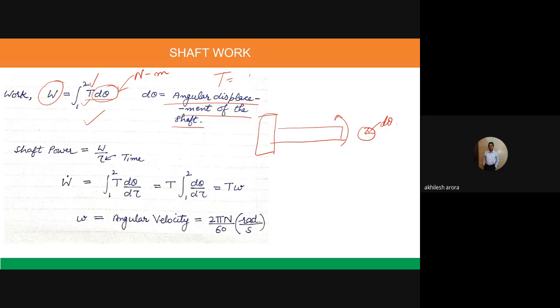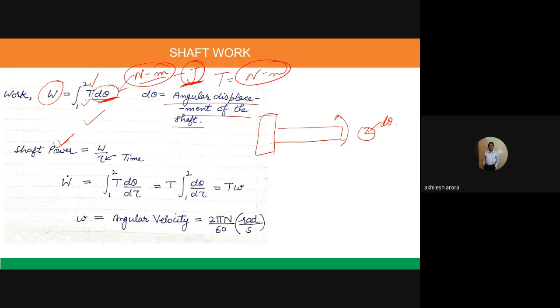Okay, force into displacement, so Newton meter. The unit of torque is Newton meter. So Newton meter into d theta. d theta has the units of radians. So the value of torque is Newton meter, and the SI unit is joules.